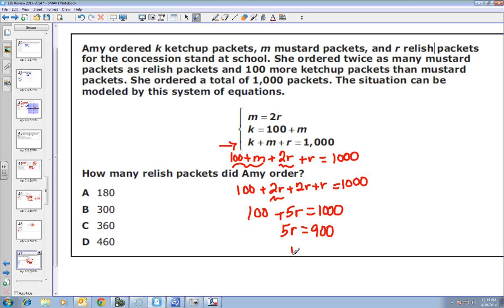Divide by 5, and what do we get? R is 900 divided by 5, 180. Subtract 100, divide by 5.